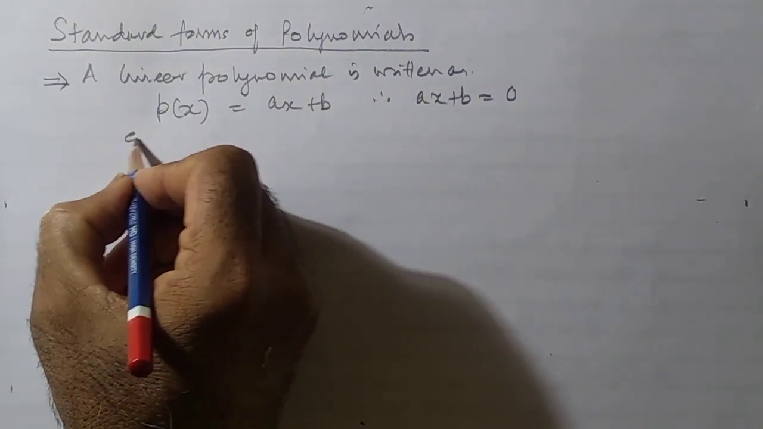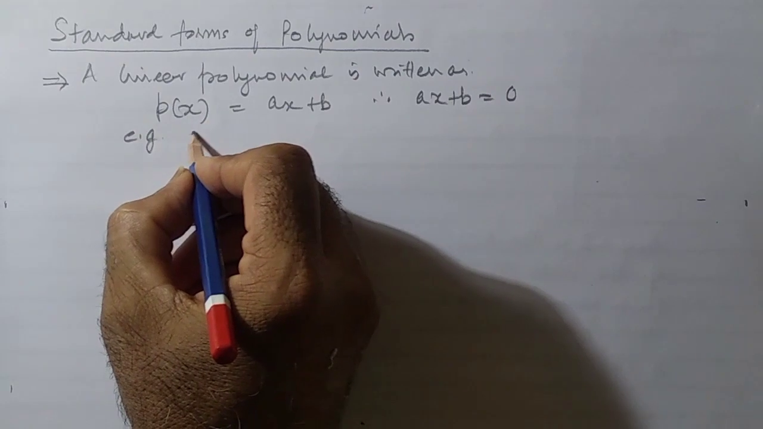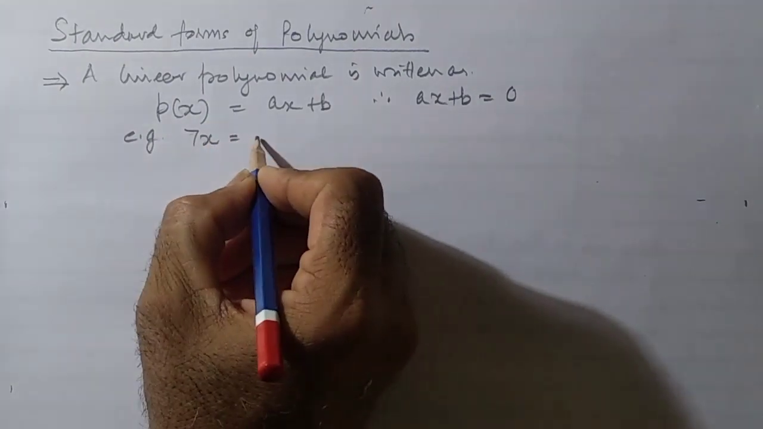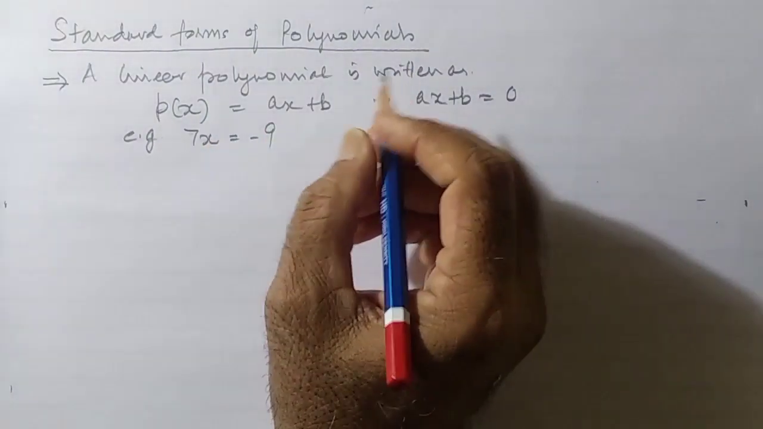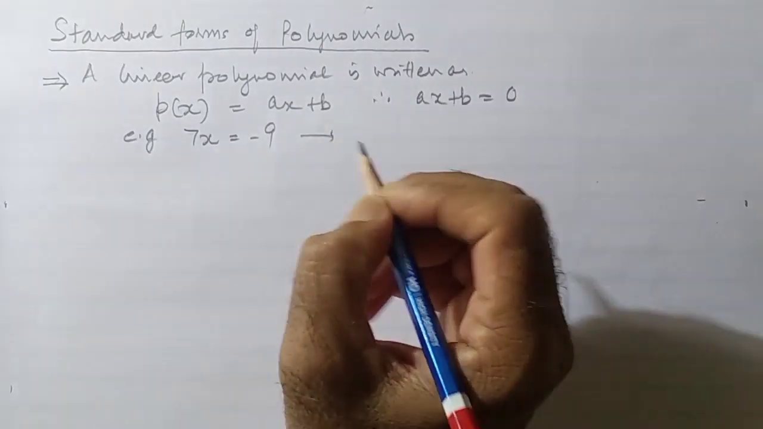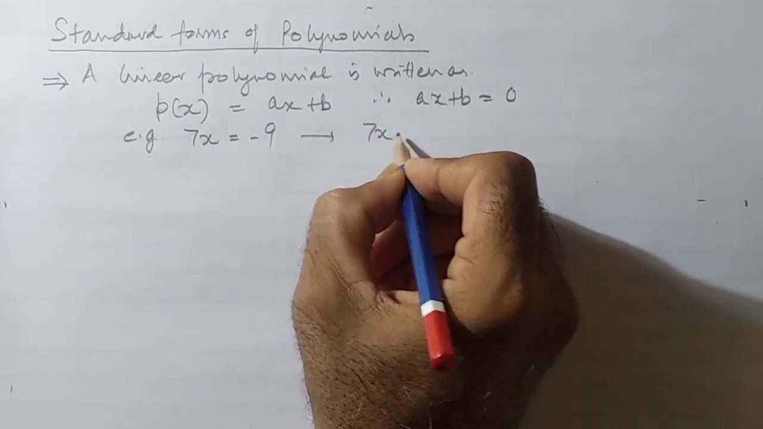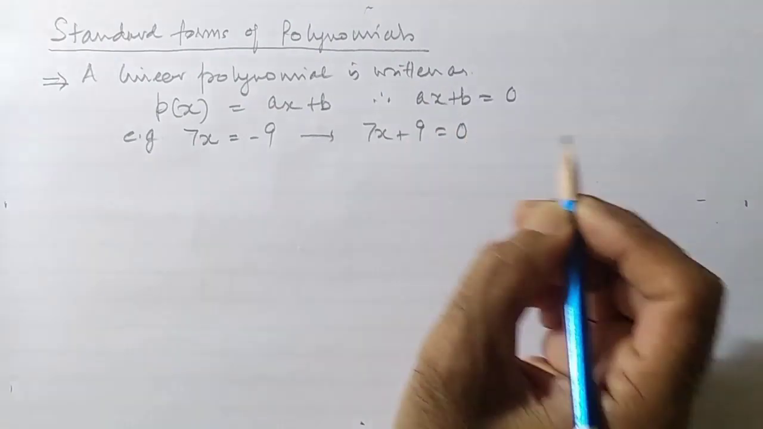Let's take an example here. 7x is equal to minus 9 is written as 7x plus 9 is equal to 0.